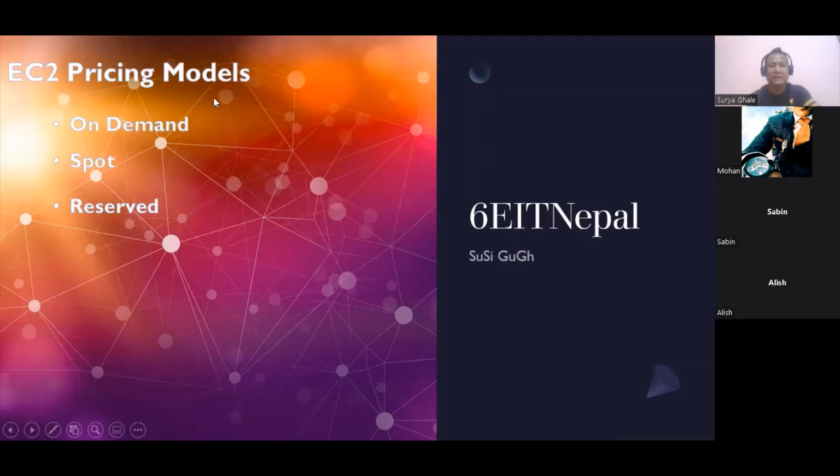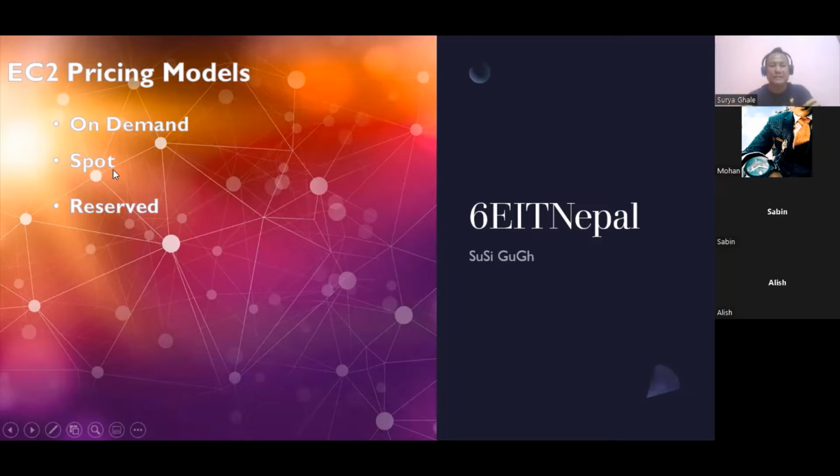Now EC2 pricing models. We have 3 models: on demand, spot, and reserve. On demand means you create the instance, and you are not paying in advance, and you do not get any discounts on this. These are the EC2 instances we launch, on demand EC2 instances.